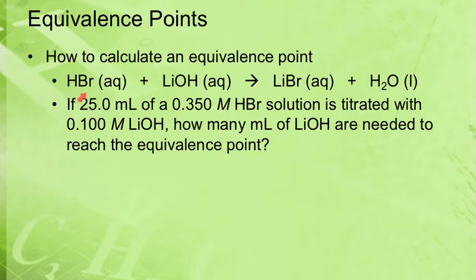HBr plus LiOH, acid plus base, gives us lithium bromide and water. 25 milliliters of 0.35 molar HBr solution is titrated with 0.100 molar LiOH. How many milliliters of LiOH are needed to reach the equivalence point?